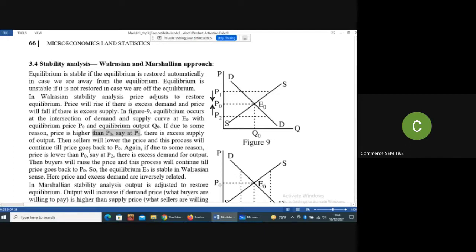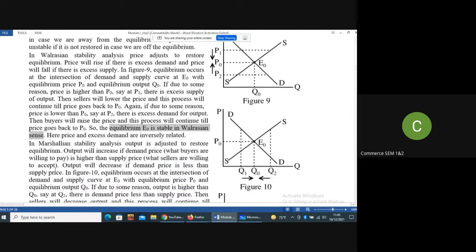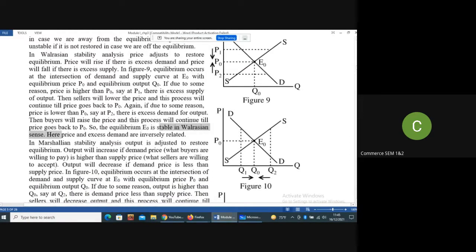And say if your price is lower than P0, say at P2, then there is an excess demand of this amount. So price will start to rise and the equilibrium will come back. Equilibrium will be restored at point E0 and the equilibrium price will come back to P0. So we can call this equilibrium E0 stable in the Walrasian sense. Okay. So here price and excess demand are inversely related.